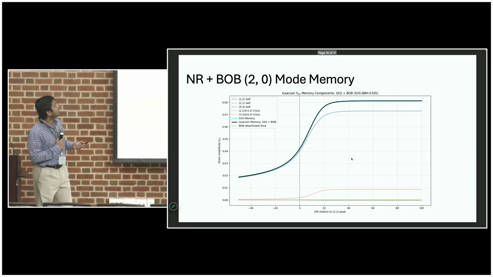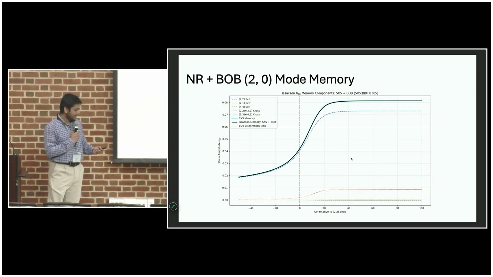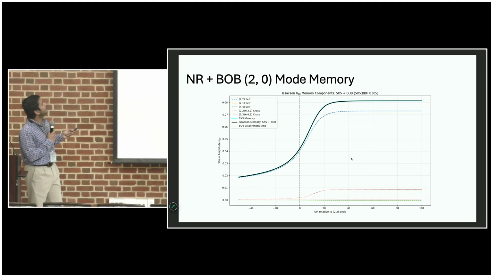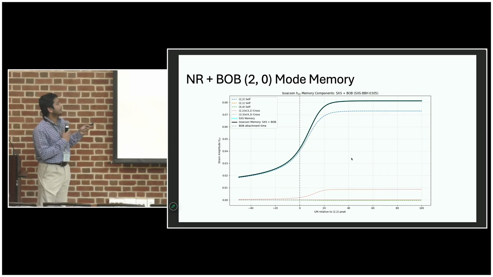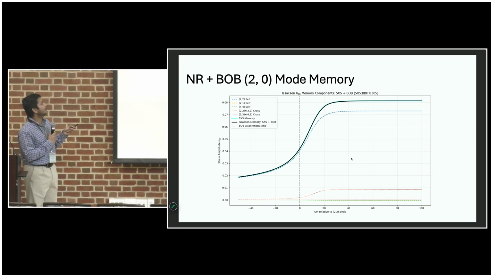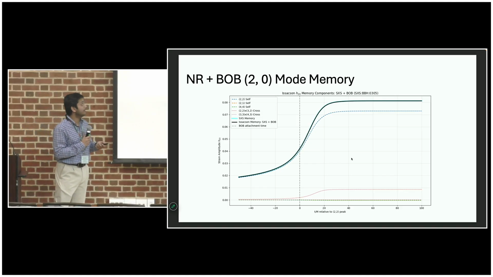So when we apply that to Bob, we get a very close memory waveform to NR. This is the 2-0 mode memory. The blue here is memory from the SXS catalog, calculated using BMS balance laws. And the black is the Isaacson approach to memory formula applied with the backwards one-body model. What I did here was set the inspiral to be NR, so up to this gray dashed line is SXS, and then past that is Bob, and it works very, very well.